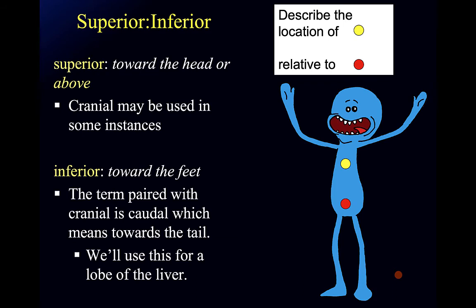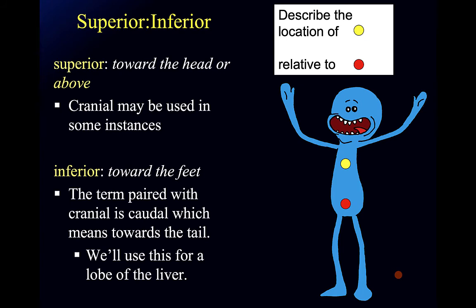Now, we do want to be aware that we might see a couple of other terms that are associated with these. They are generally used in quadrupeds, not bipeds, two-legged animals like ourselves, but cranial is a good synonym for superior. So we might refer to, say, the top of our collarbone, our clavicle, as the cranial surface of our clavicle. Now, we don't have as good of a synonym for inferior.